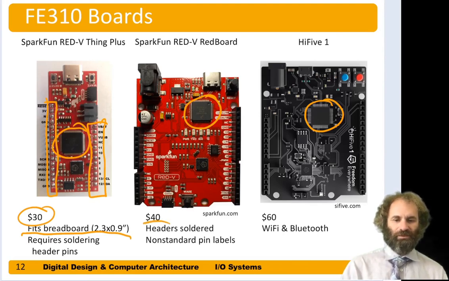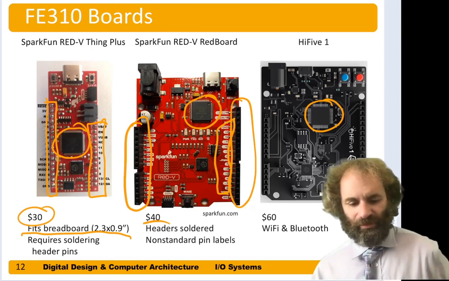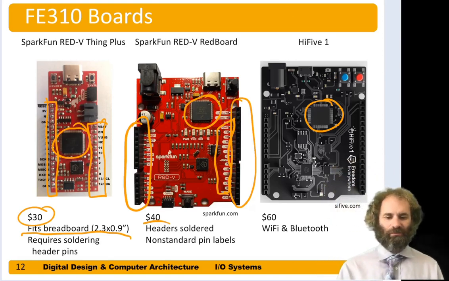For $40, you can get the SparkFun RED-V RedBoard, which is similar. It's a little larger, and it has the pins already soldered on for us. Weird thing about this is it uses Arduino pin numbers instead of the pin numbers corresponding to the processor. So anytime you want to talk to a pin, you have to look up and see how the pin numbers written on this board map to the actual pin numbers of the processor. One more option is the HiFive board from SiFive. It's a bit more money, and it comes with Wi-Fi and Bluetooth built in.